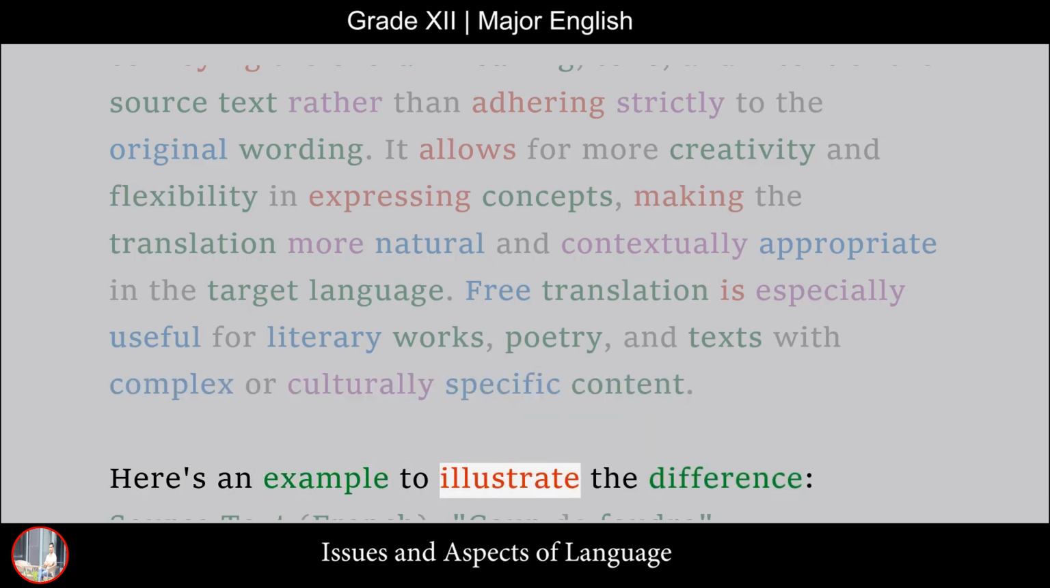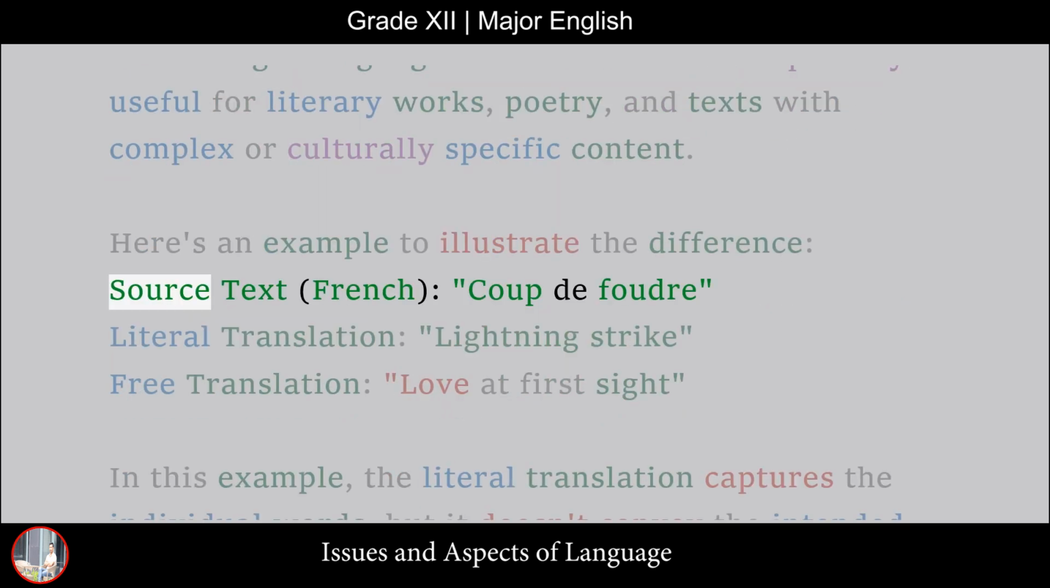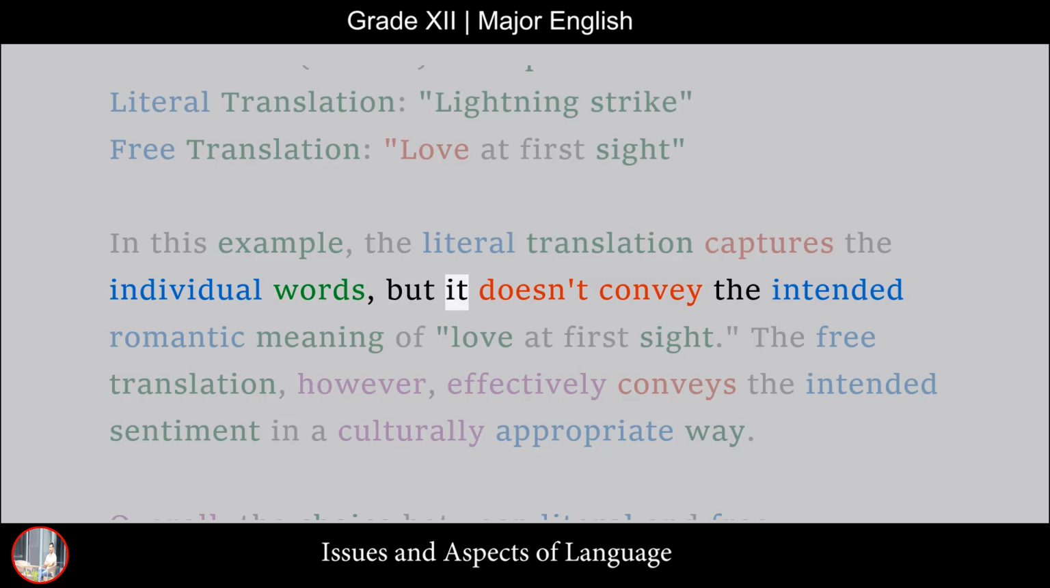Here's an example to illustrate the difference. Source text, French: coup de foudre. Literal translation: lightning strike. Free translation: love at first sight. In this example, the literal translation captures the individual words, but it doesn't convey the intended romantic meaning of love at first sight. The free translation, however, effectively conveys the intended sentiment in a culturally appropriate way.